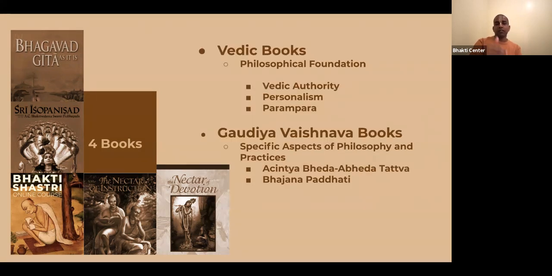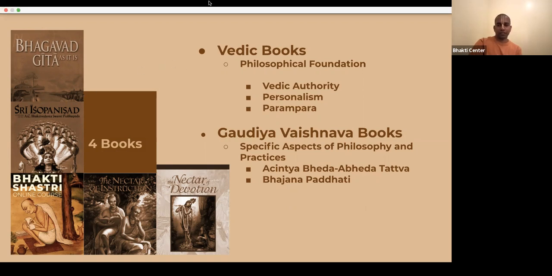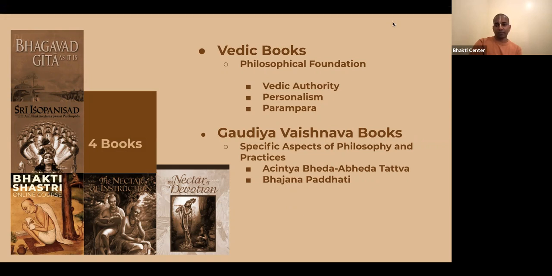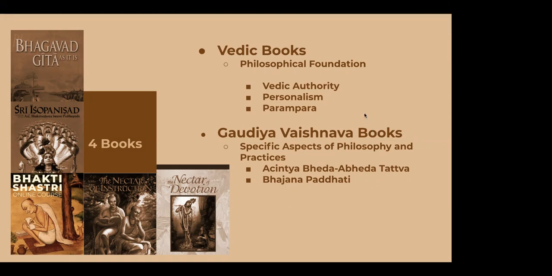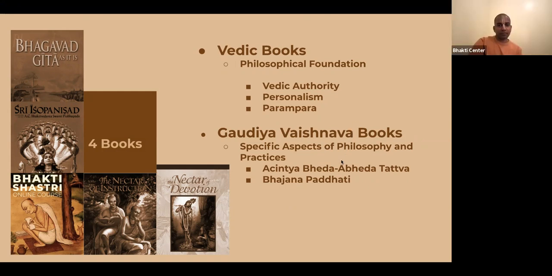Some of these books are Vedic books, you can call, and some of them are specifically Gaudiya Vaishnava books. So if you want to take a guess, what are the Vedic books out of these 4, and what are the Gaudiya Vaishnava books out of these 4? Any guess? Vedic. You can unmute yourself. Ishopanishad and Bhagavad Gita are Vedic books, yes, and the other two are Gaudiya Vaishnava books.